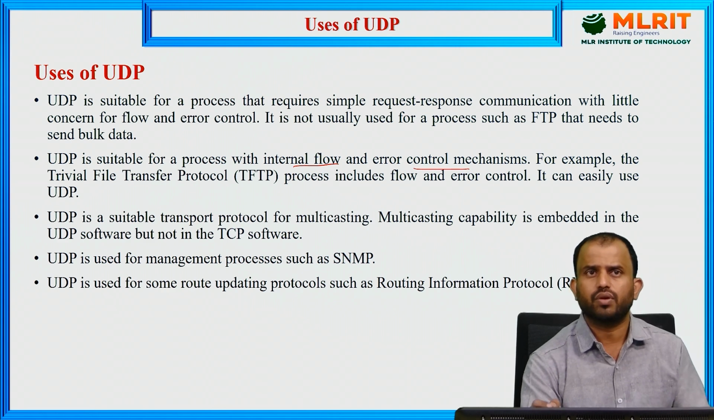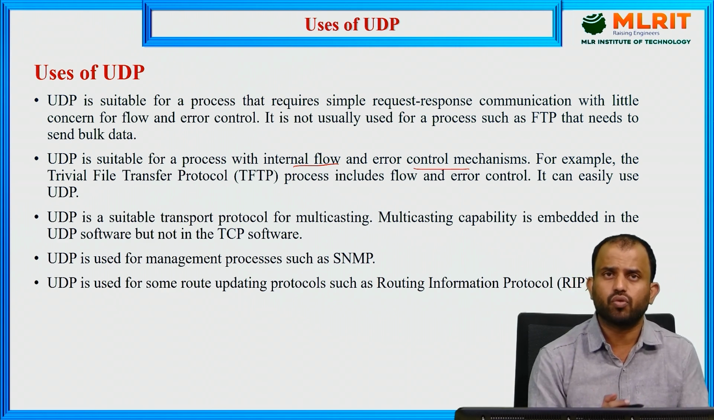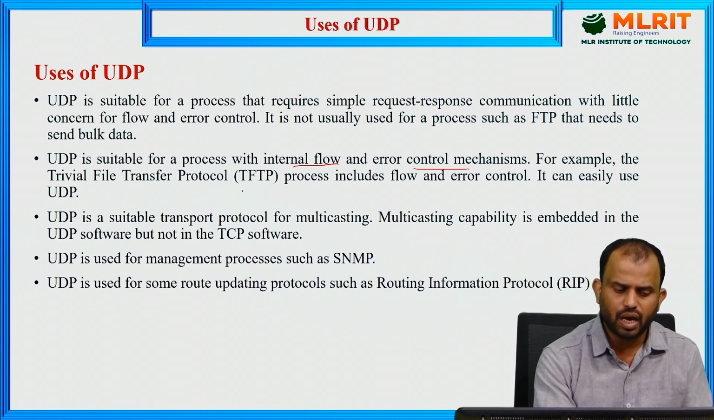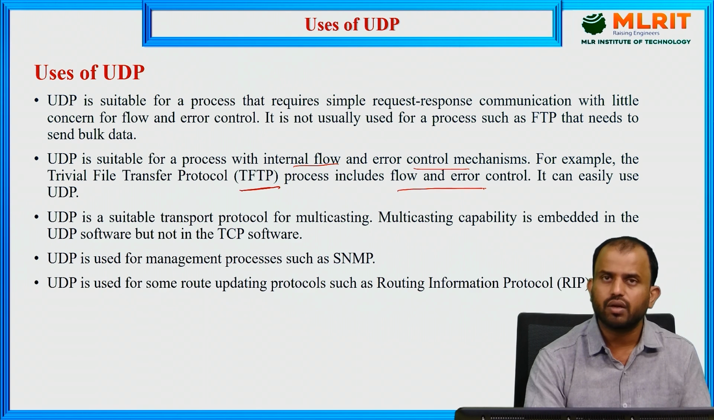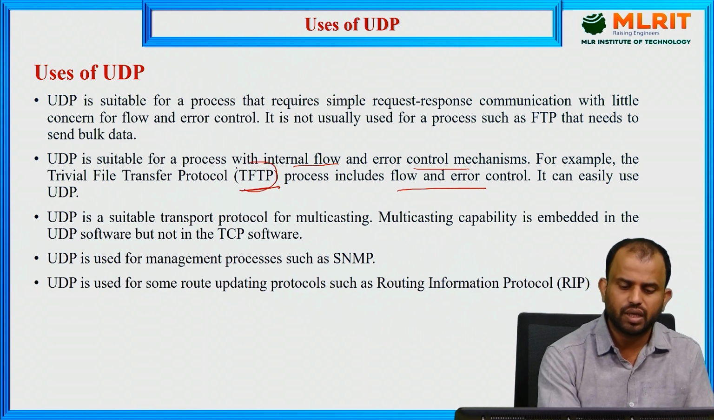For example, TFTP, as we discussed, with its port number in the UDP mechanism, is the Trivial File Transfer Protocol. That process is involved in controlling error and flow control. It can easily be used in the UDP mechanism with the help of this TFTP process.